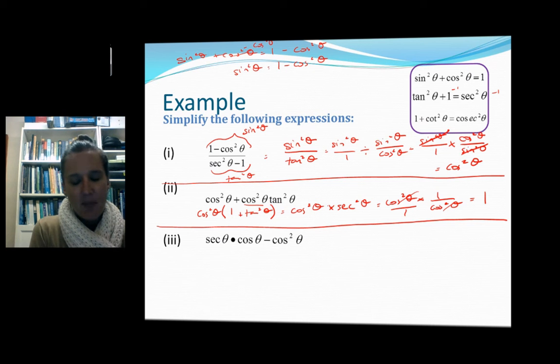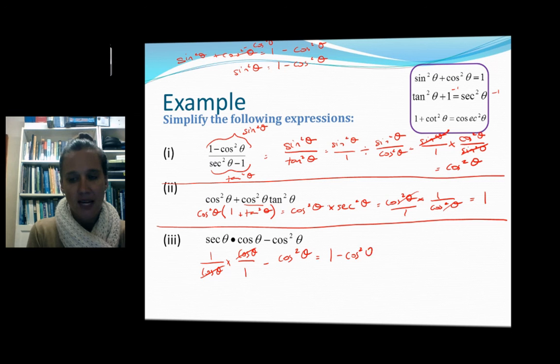Okay, so now looking at number 3, we've got sec theta multiplied by cosine theta minus cosine squared theta. So we think, well, sec theta is 1 on cosine of theta. We're multiplying by cosine of theta minus cosine squared theta. So these will cancel out. Here we're getting 1 minus cosine squared theta. So if we look here, our first identity, 1 minus cosine squared theta is equal to sine squared theta.